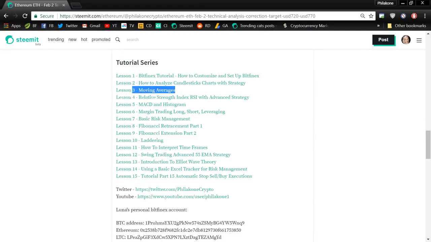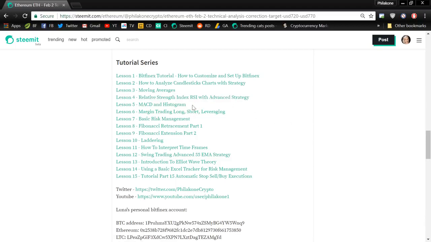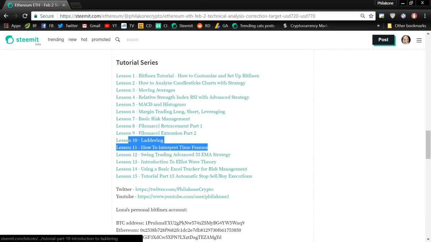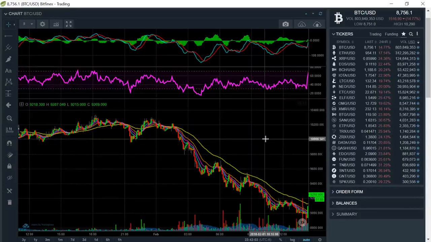You need to watch lesson 3, moving averages. You need to watch lesson 4, relative strength index RSI with strategy, okay? You need to watch lesson 5, MACD and histogram. You need to watch lesson 11, how to interpret time frames, and you also need to watch lesson 12, swing trading advanced 55 EMA, and this will be lesson 16 that I am making for you guys, okay?